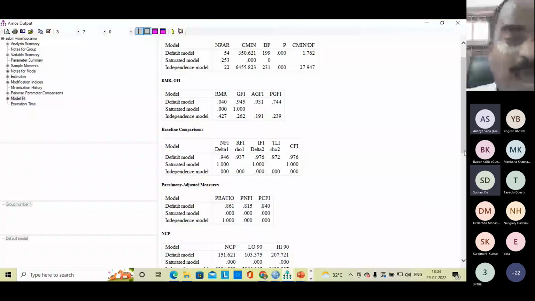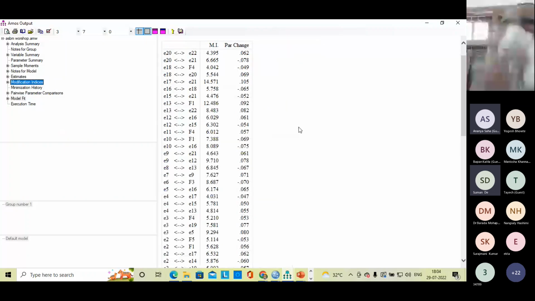Please go to the output screen if you are operating. Go to the output screen. There is a term, look at your modification indices. There is a term called modification indices. So these are all modification indices.